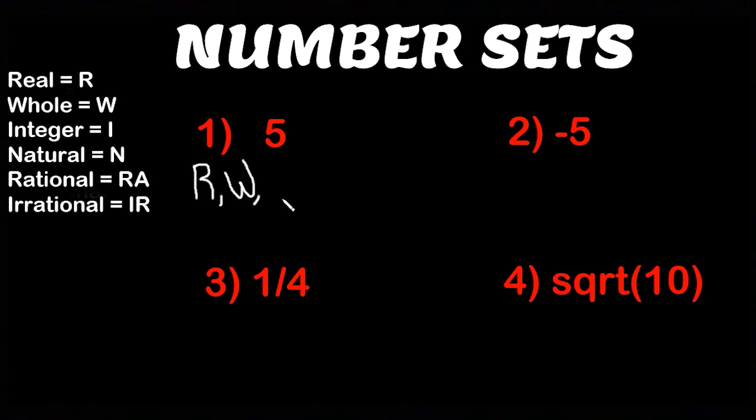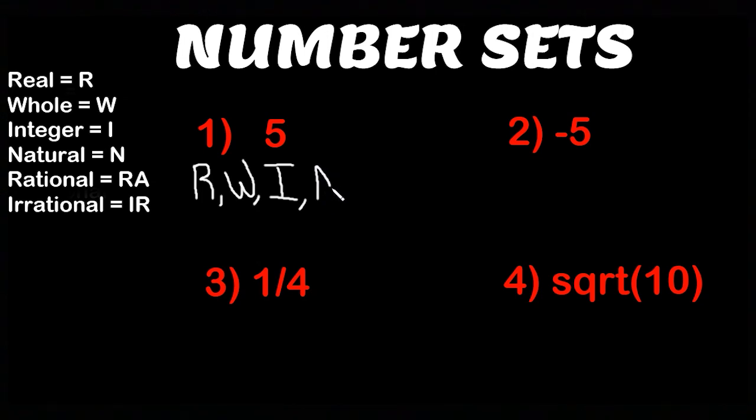How about integer? Integers are just like whole numbers, right? Except they include negative numbers. So this is also going to be an integer. Okay. How about natural? Remember, natural are like your counting numbers. They're just like whole numbers, but they do not include 0. This is also going to be natural.